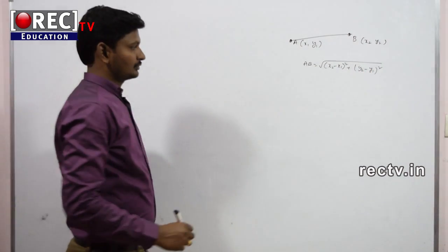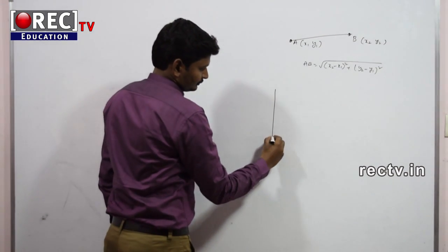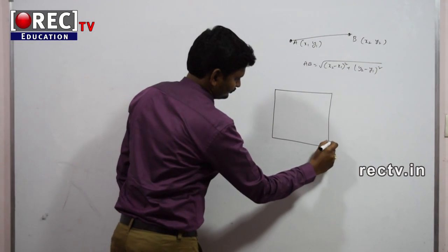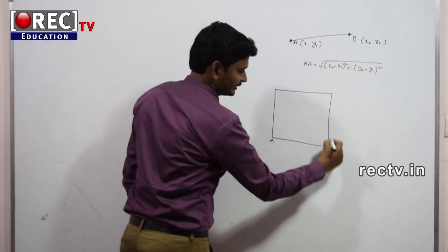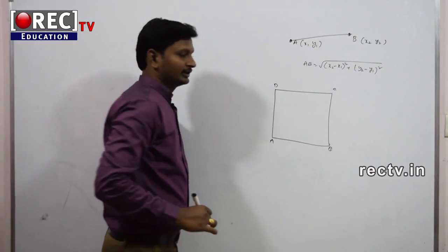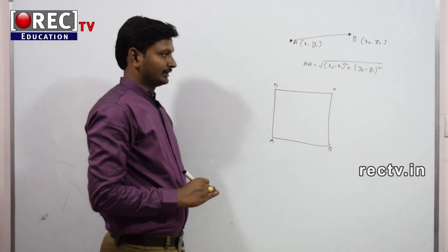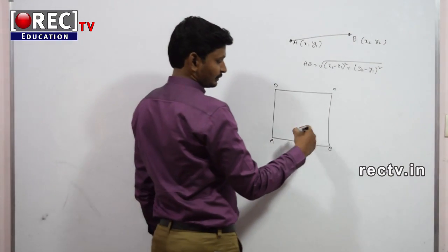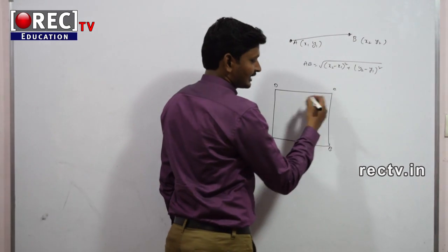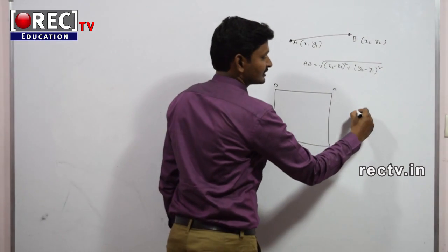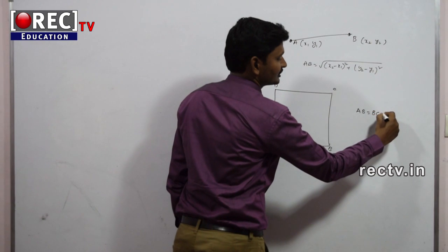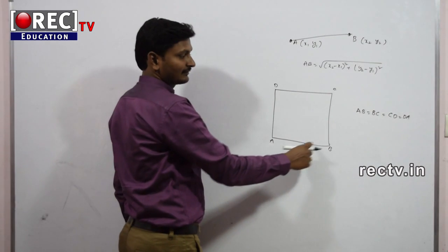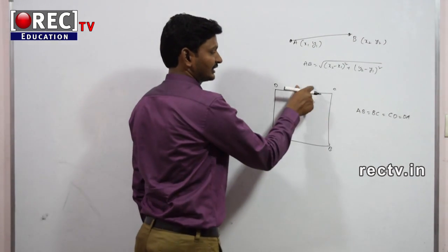Based on this concept, A, B, C, D. So here these are the 4 points of a quadrilateral. We have to show that ABCD is a square. The conditions for this are that all the sides of the square must be equal. That means AB is equal to BC is equal to CD is equal to DA. That means we have to find the lengths of the sides: first AB, next BC, CD and DA.